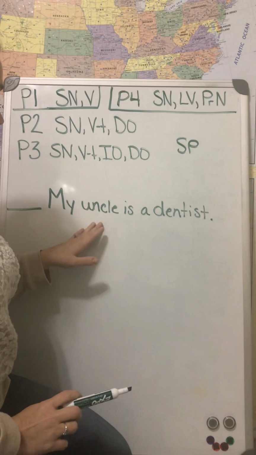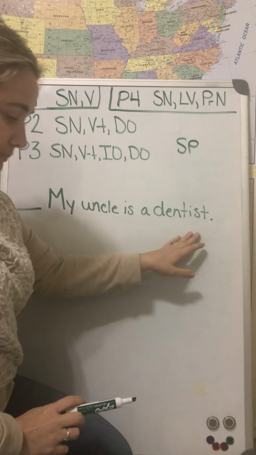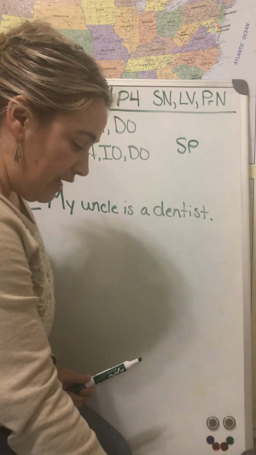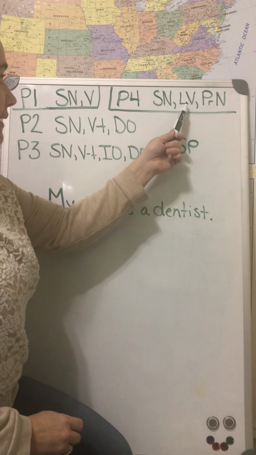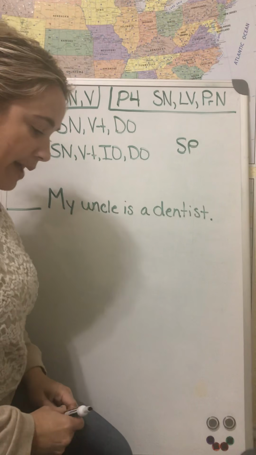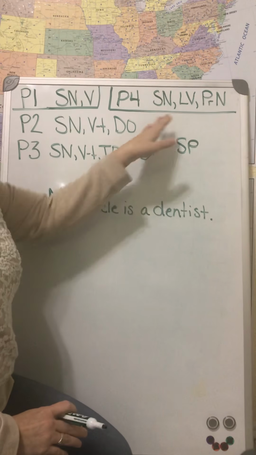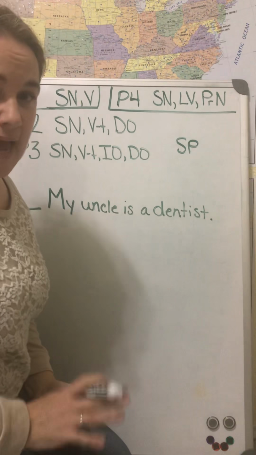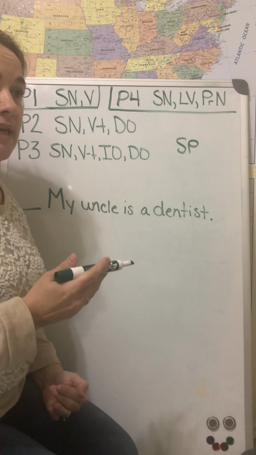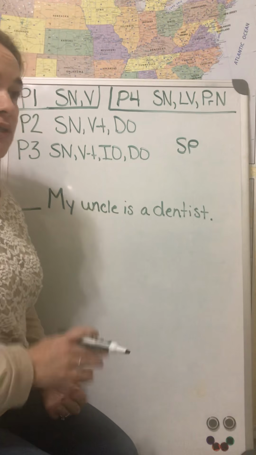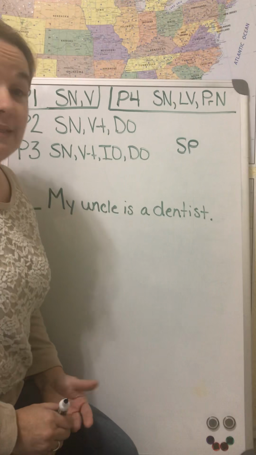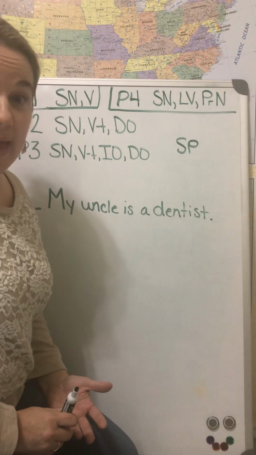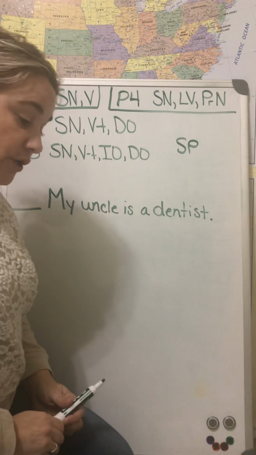All right, so let's look at this example here, and let's talk more about this pattern 4, which has a noun, linking verb, predicate noun pattern, okay? Let's talk about the linking verb first, okay? So a linking verb is not an action verb. A linking verb is going to show a state of being. So oftentimes a linking verb is a helping verb. Am, is, are, was, were, be, been, being. Those are good linking verbs.